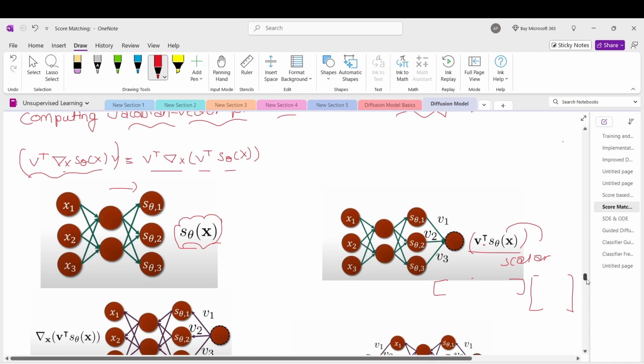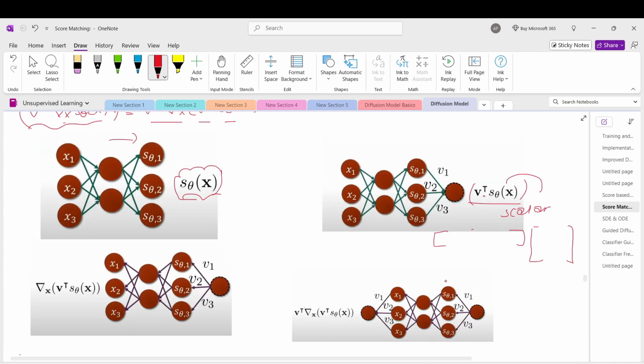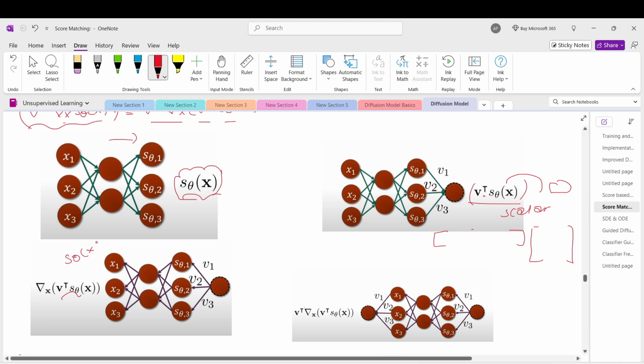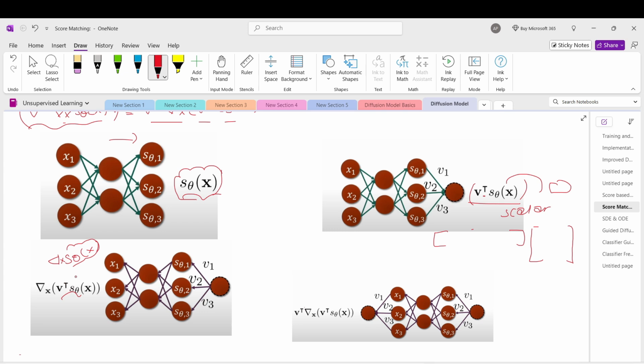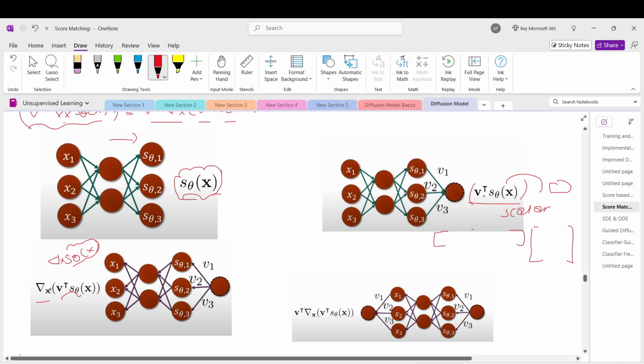This operation gives you a scalar quantity, so this whole quantity becomes a scalar function. You are not taking the gradient with respect to x of the vector-valued function, but of this scalar function, and you can do one single backpropagation to calculate this quantity. You take the gradient with respect to x and you get this quantity.